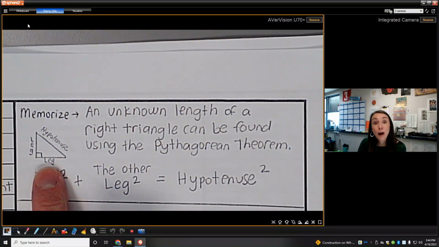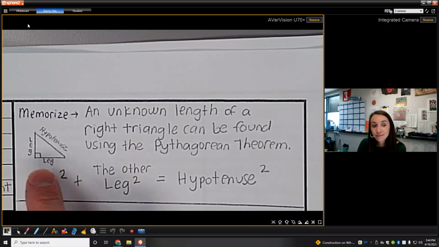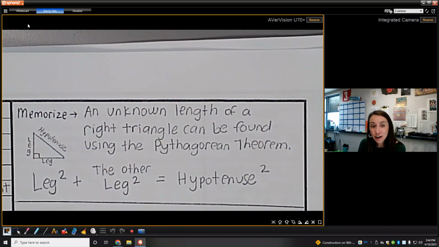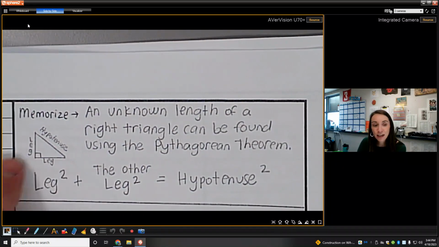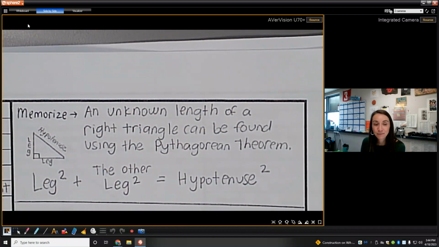When you're given a right triangle, the side length that's directly across from that 90-degree angle is called the hypotenuse. And the other two side lengths are called legs.